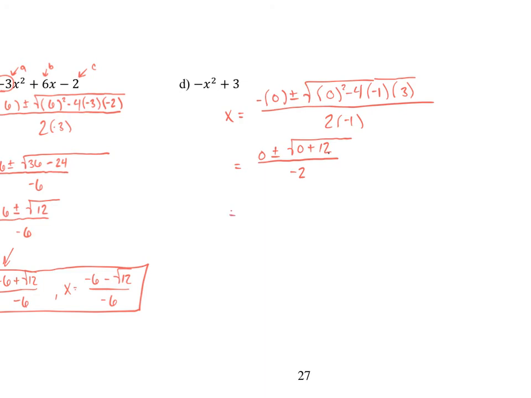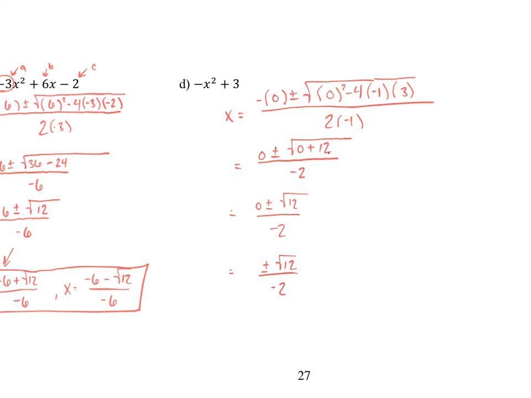That's going to simplify pretty nicely. We have 0 plus or minus the square root of 12 over negative 2. And we don't even have to put 0 plus or minus. We could just put plus or minus, indicating that sometimes it's positive, sometimes it's negative. So let's do that. We'll just leave it as plus or minus radical 12 over negative 2.